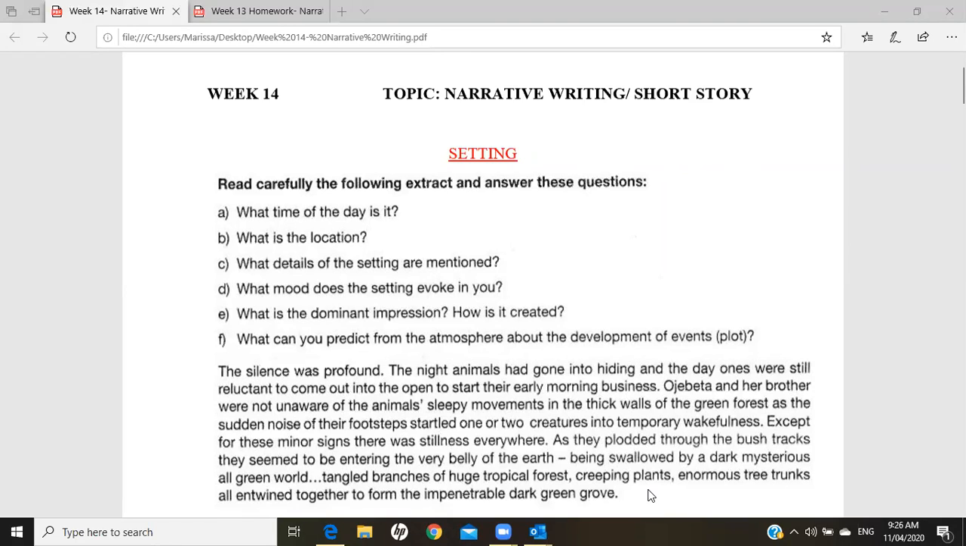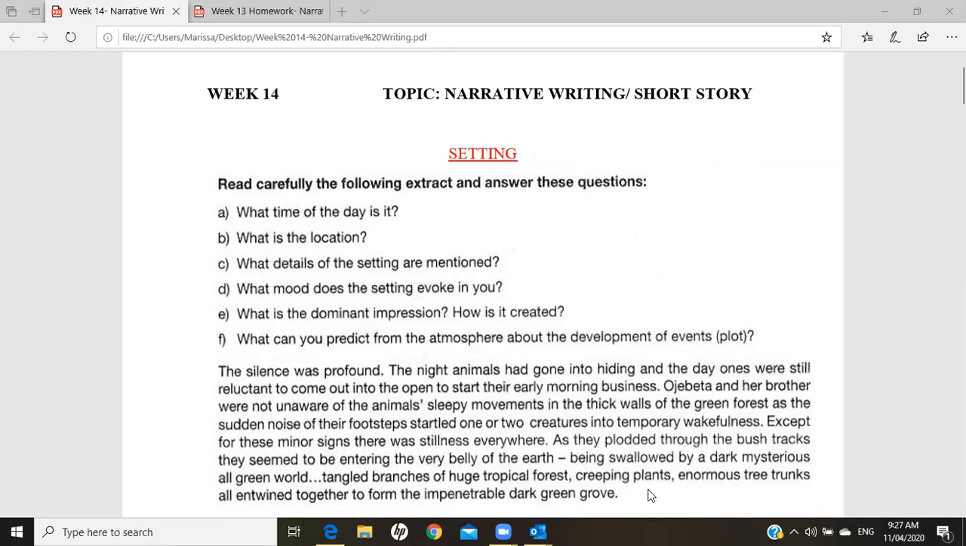Good. Part E says, what is the dominant impression and how is it created? So dominant impression means like, you know, the main feeling. When you read this, what is the main feeling you all get? And how does the writer create this feeling for us? So Joshua, tell me what you think is the main feeling, the dominant impression that you get from reading this, and how you think that main feeling or dominant impression was created. What did the writer do to create that main feeling?